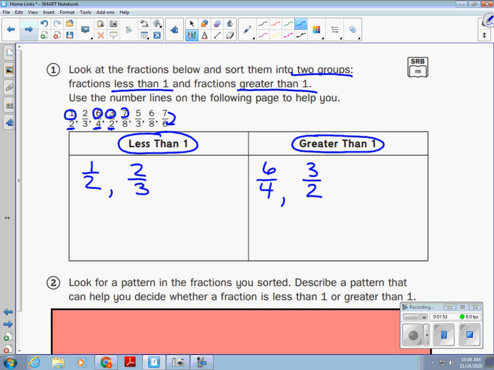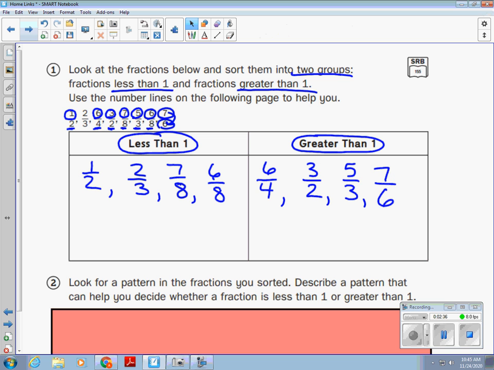7/8, my numerator is less than my denominator, so it's going to be less than 1. 5/3, my numerator, which is 5, is greater than my denominator 3, so 5/3 is going to be greater than 1. 6/8, my numerator is less than my denominator, so 6/8 is going to be less than 1. And then 7/6, my numerator 7 is greater than my denominator, so 7/6 is going to be greater than 1.